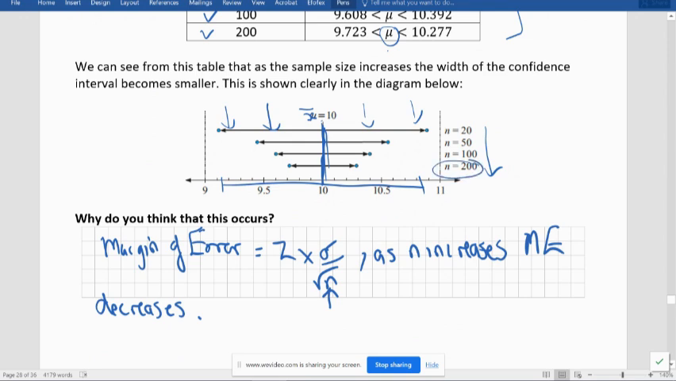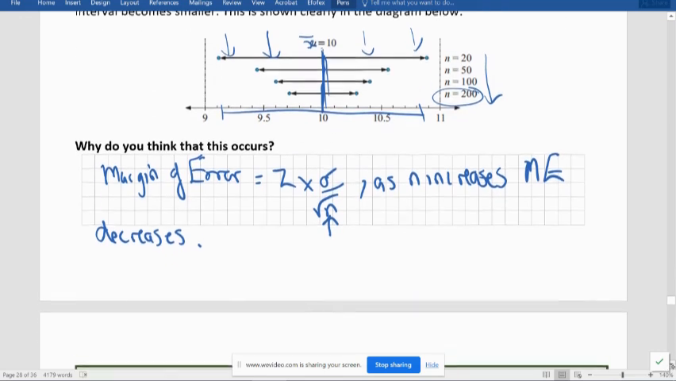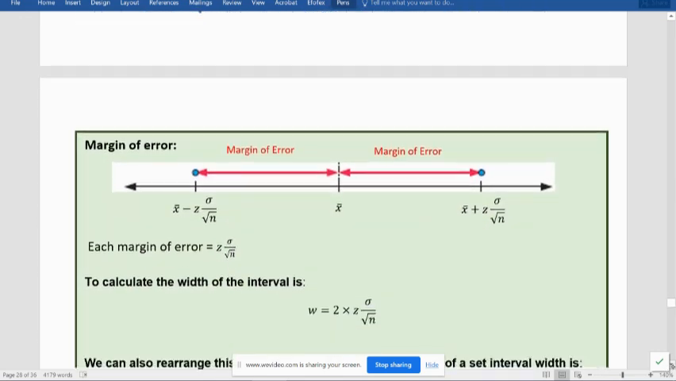If you increase the size of the sample, you're going to get much, much more confidence in finding the value. If there's 2,000 people in the population and you survey 1,000 of them, you're going to have a good chance of predicting the mean there. And that's why it gets smaller as well.